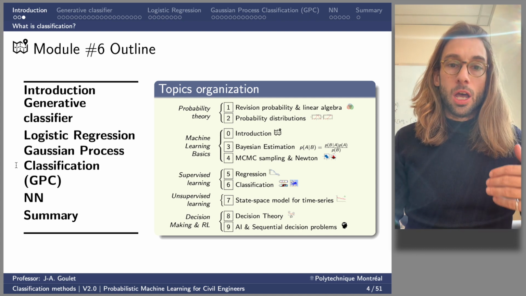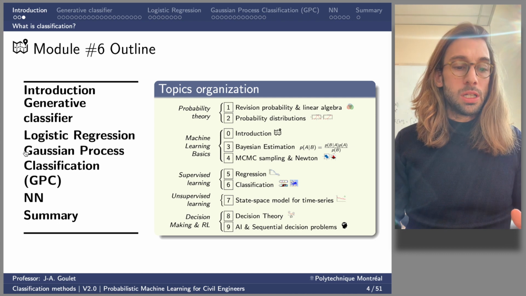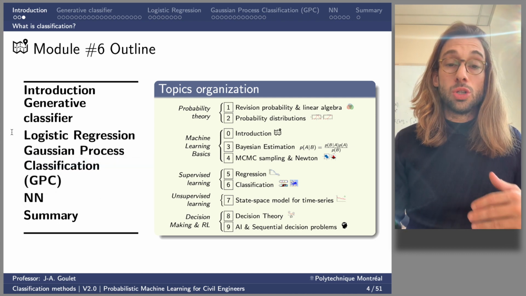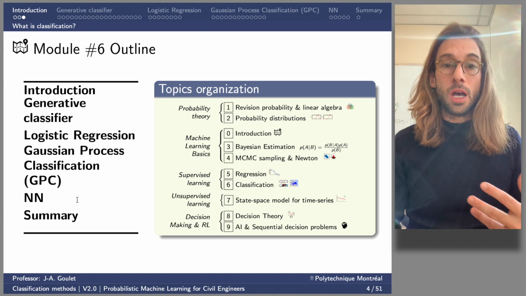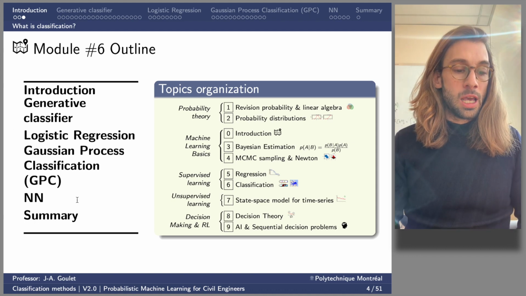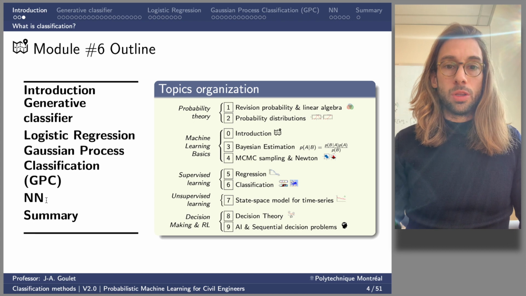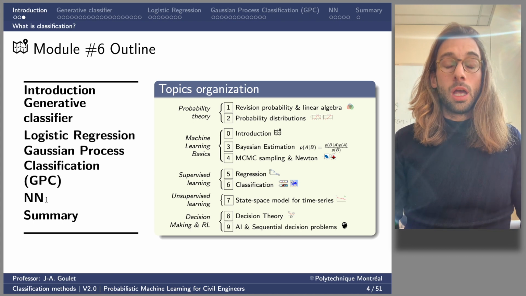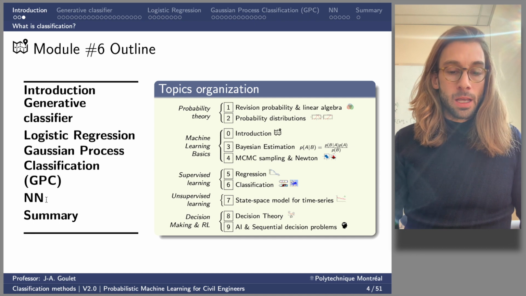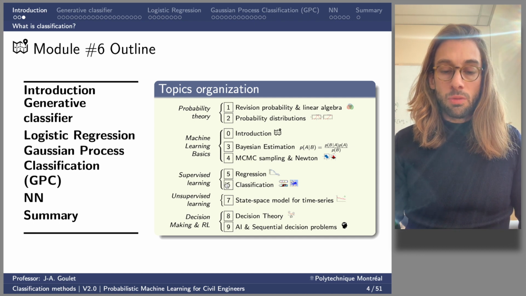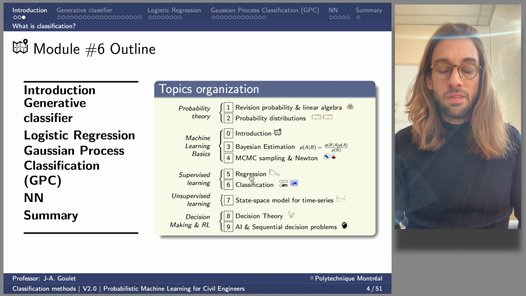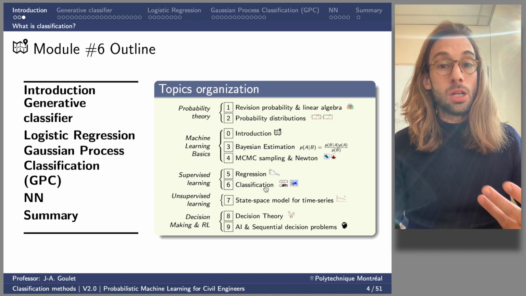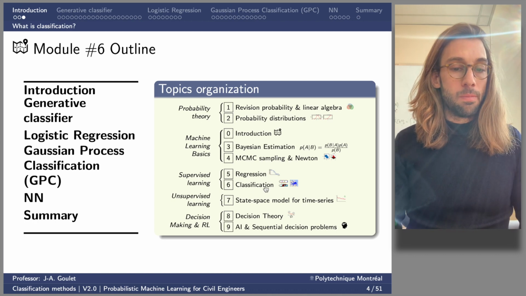Then we're going to look at the first discriminative approach. In this case, it's going to be Gaussian process classification, GPC. It's just a natural extension of GPR, Gaussian process regression. Then we're going to move to neural networks, which are going to be used as another discriminative approach. So we are here. We've already seen regression, so classification is going to be an extension of those regression methods.